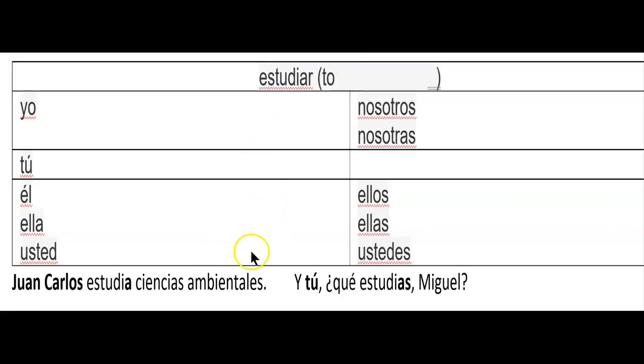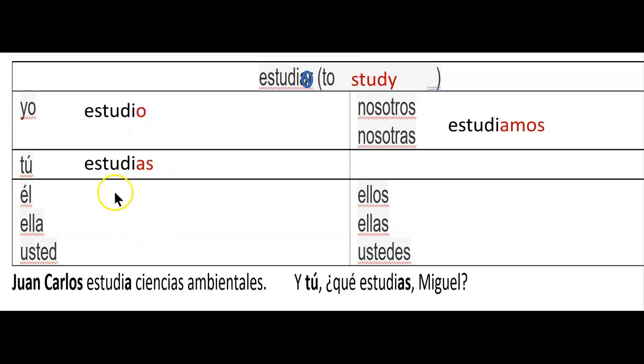Let's make sure that you got this filled in correctly. Estudiar was to study, right? You drop that AR off, and you get estudi in all of these, and then we change the ending. So in the yo form, you get estudi, and then the AR becomes o. Tú estudias. Well, I should have gone here, but nosotros, nosotras estudiamos, él, ella, usted estudia, and ellos, ellas, ustedes estudian.